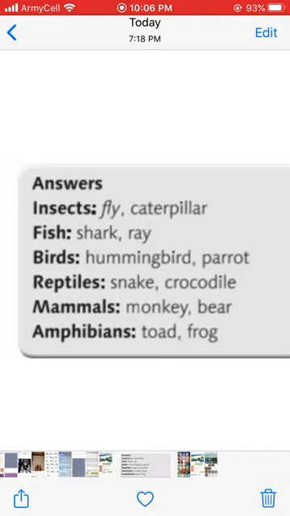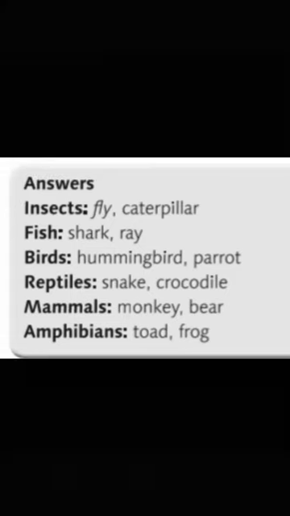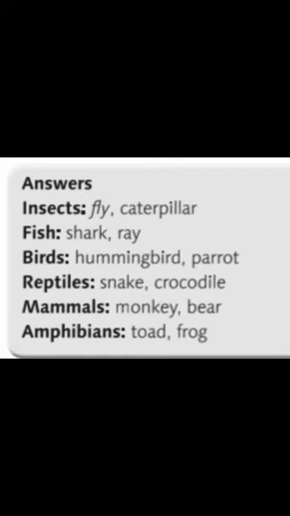For insects, you have a fly and caterpillar. Fish, you have shark and ray. Birds, hummingbird, parrot. Reptiles, a snake and a crocodile. Mammals, monkey and bear. And the amphibians, we have the toad and the frog.